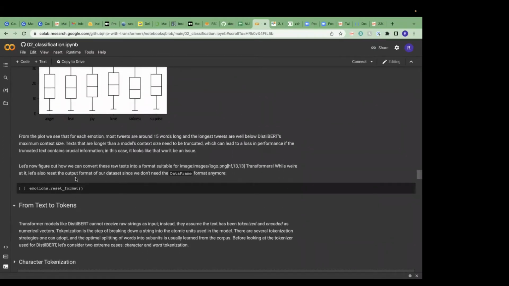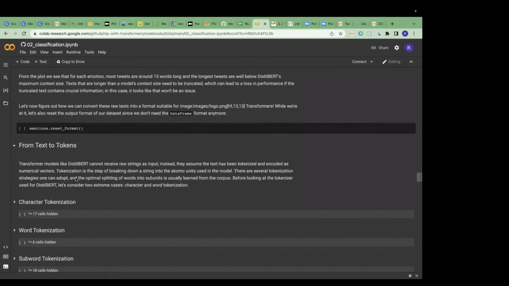Yeah, that's a good point. So the next section we'll be going over is tokenization of the text. This is how we get the text data to be numerical data, or a numerical feature tensor that we feed into a deep network.